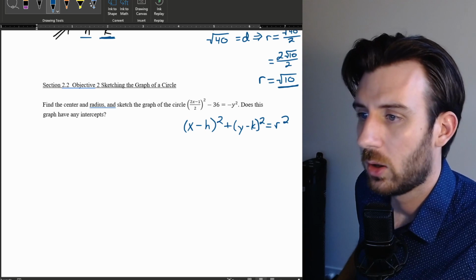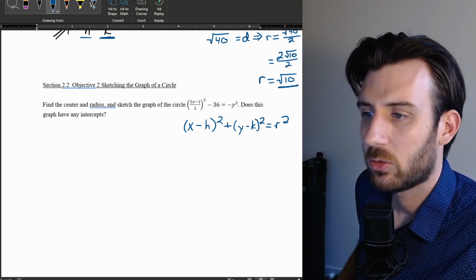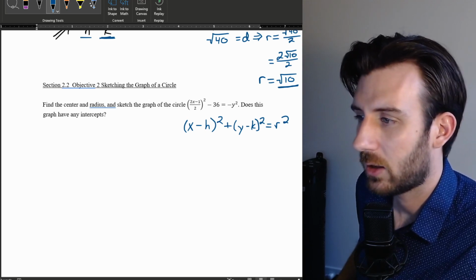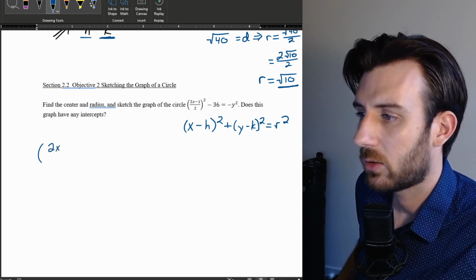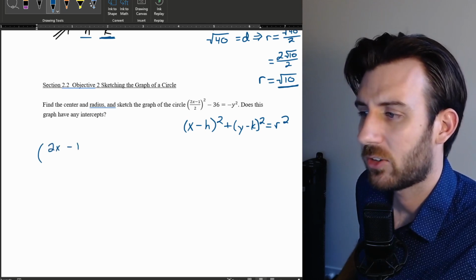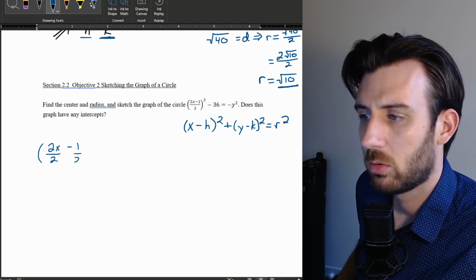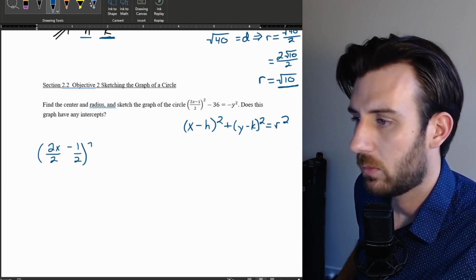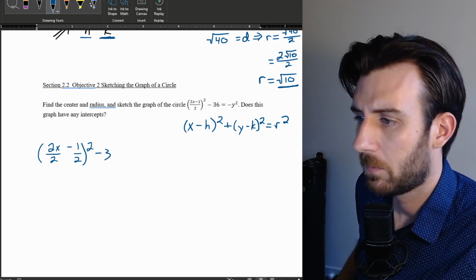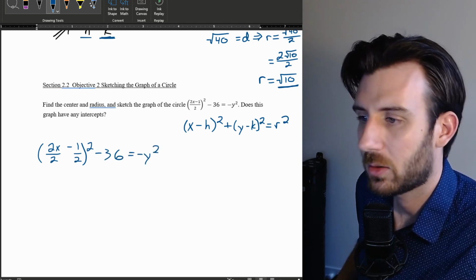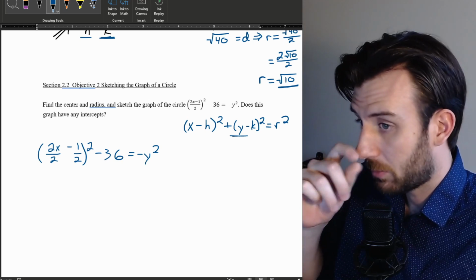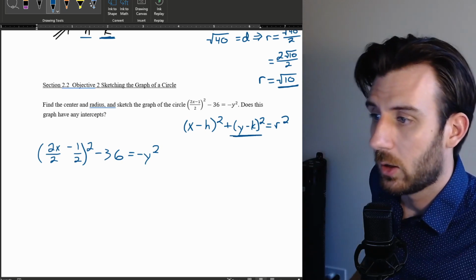So 2x minus 1 over 2, how could I think of that? I could think of that as 2x minus 1, and then I guess I could divide each of them by 2. I don't know what I'm doing here, we're just playing. Minus 36 equals negative y squared. I don't want it to be a negative y squared. I want it to be a positive something affecting y squared.